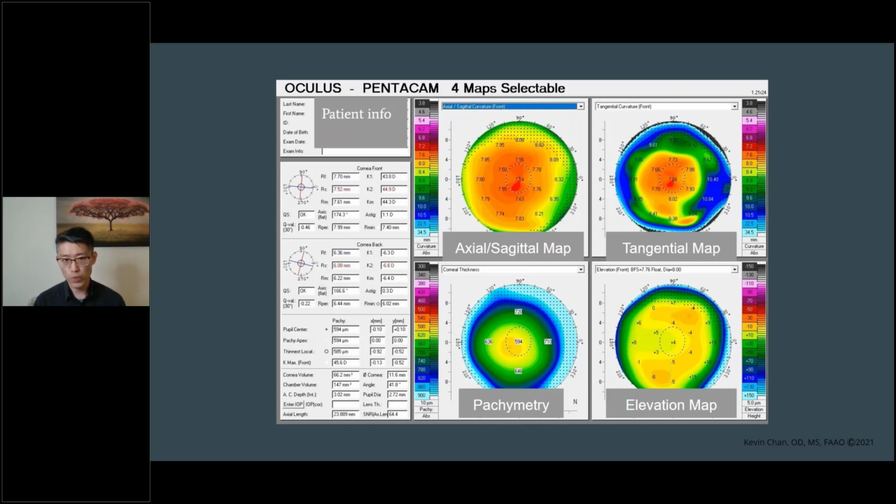Just to briefly touch upon what each map does, the axial map represents the overall comparison in dioptric power, whereas the tangential map demonstrates how the curvature evolves in different areas of the cornea. Pachymetry measures the corneal thickness, and the elevation map measures the highest and lowest points on the cornea in order to measure the overall sagittal depth. Later on, we'll talk about this subject in more detail.